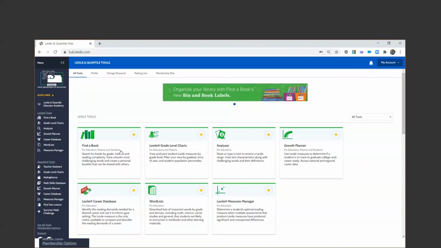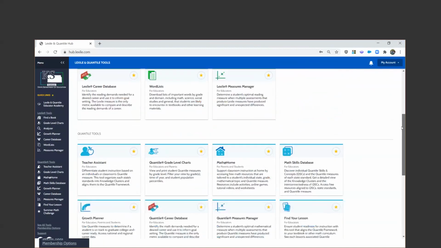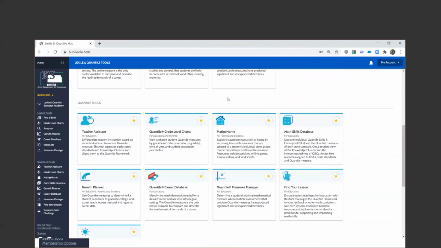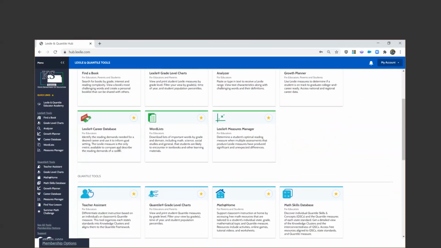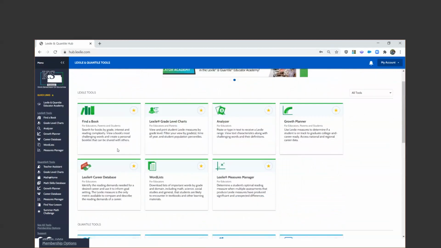The Lexile tools appear near the top. You'll know it's a Lexile reading tool when the tool card is headed in green. As I scroll down this main page, you'll notice other tool cards are headed in blue. That's a designation that it is a Quantile mathematics tool that you are continuing to explore. So notice green equals Lexile and blue equals Quantile. Just a quick crib sheet there for you as you do this.